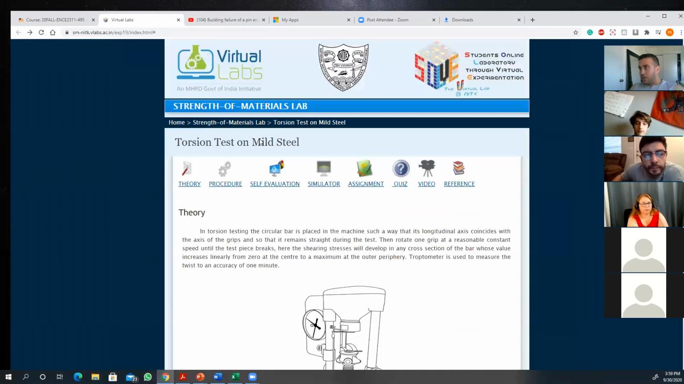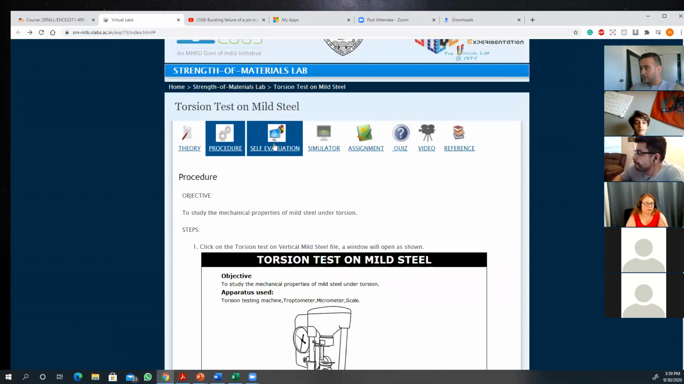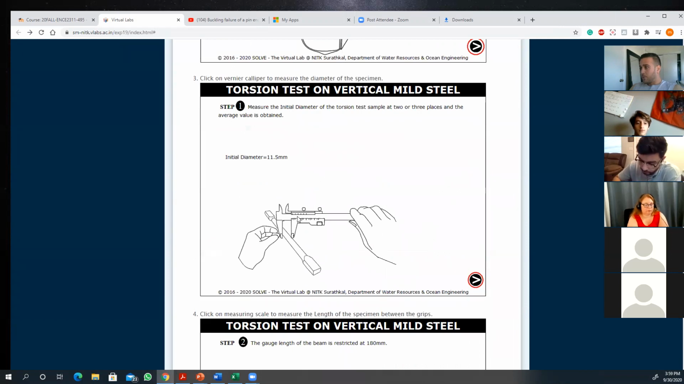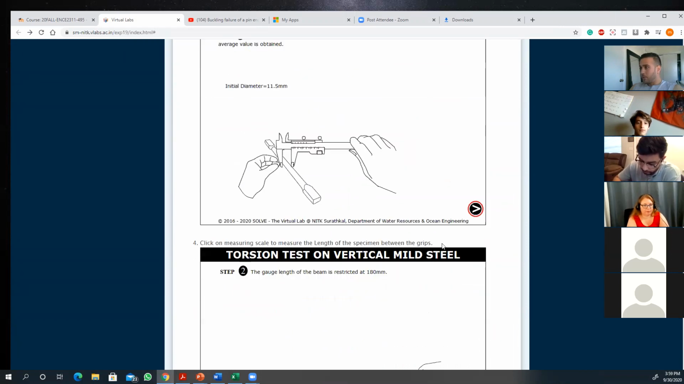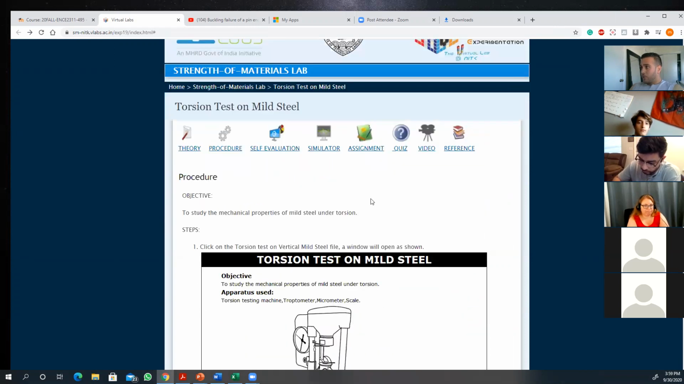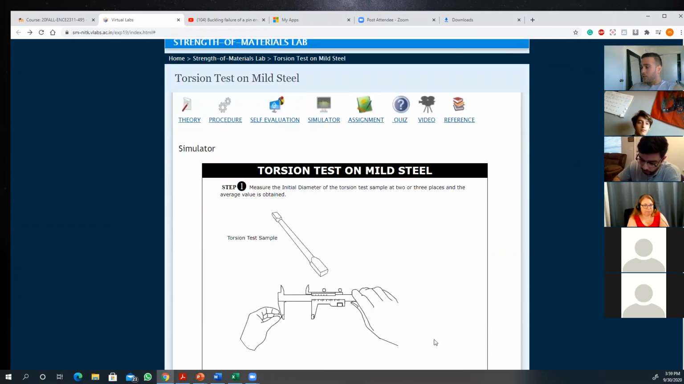Okay, you look at the theory sections and the procedure, which is pretty much the same steps that I explained for how you measure the diameter with the micrometer. In the simulation section, you can actually start the experiment and take your measurements.